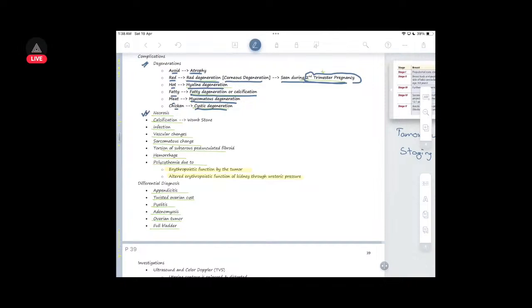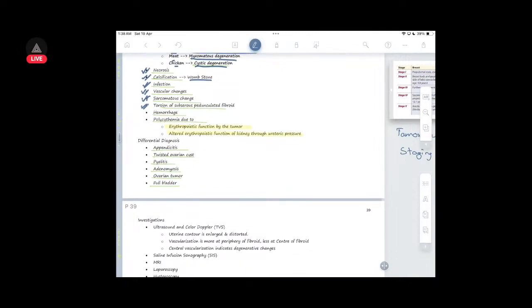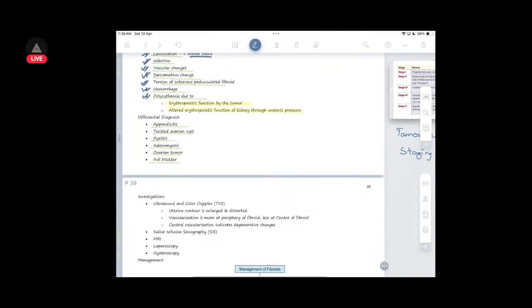Necrosis can be seen, calcification will lead to womb stone, infections can be seen, vascular changes will be there, sarcomatous changes will be there, torsion of the subserous pedunculated fibroid will be there, hemorrhage may be seen, and polycythemia will be there because the tumor has an erythropoietin releasing function. It also alters erythropoietic function of the kidneys through ureteric pressure.